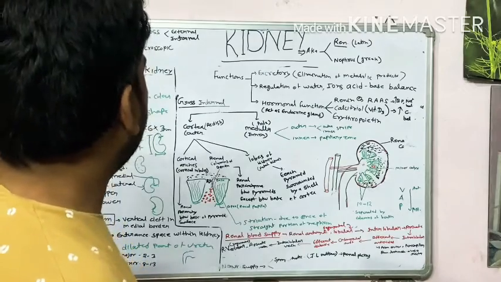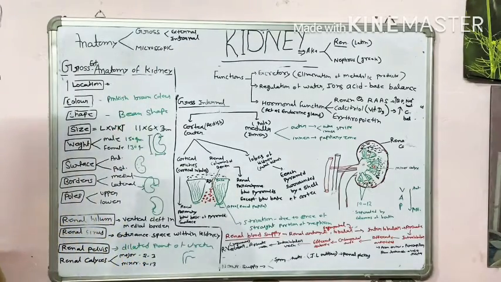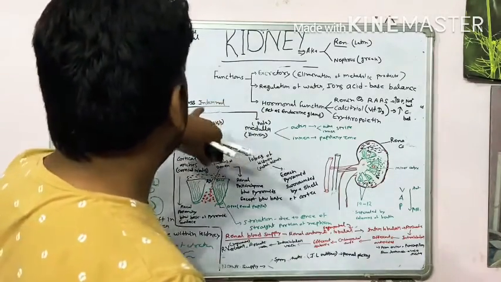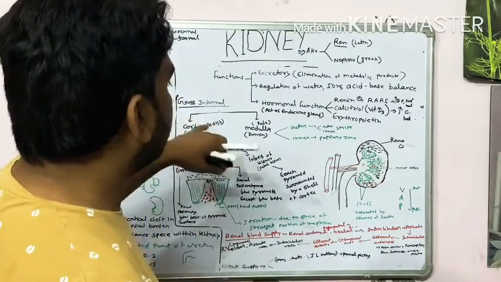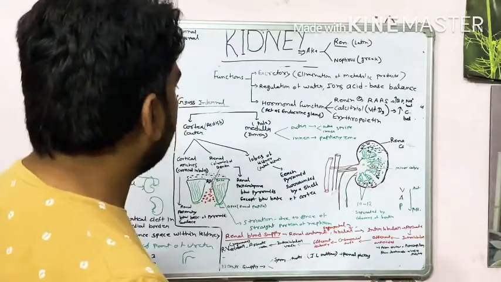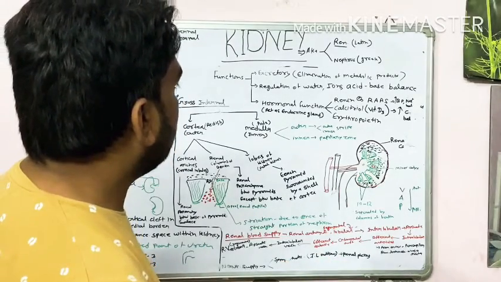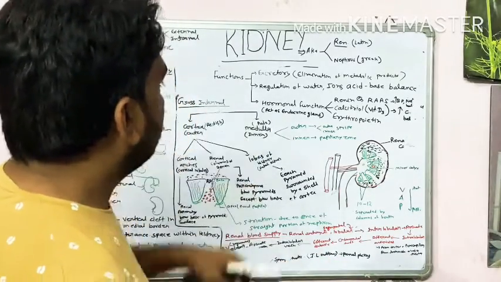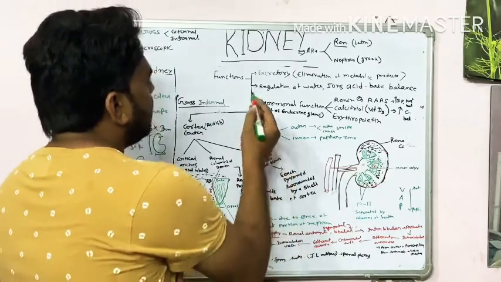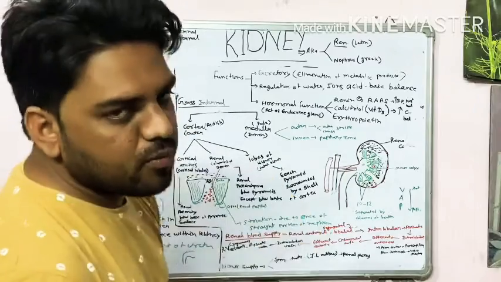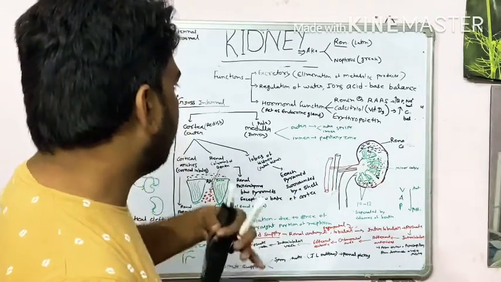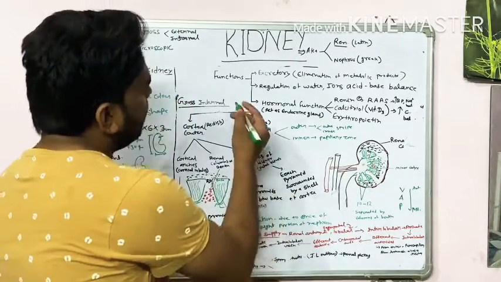Yeah, I forgot about the functions of the kidney. Before going to the gross internal anatomy of the kidney, I should tell you about the functions of the kidney. We should have discussed this before the external anatomy of the kidney, but I forgot. Okay, now I'm telling you.